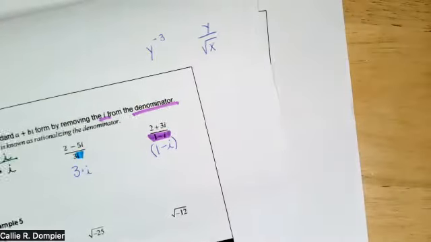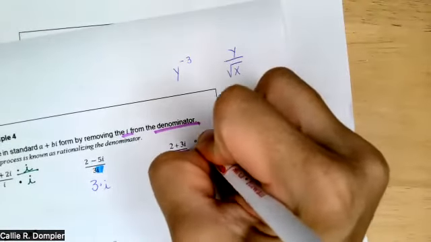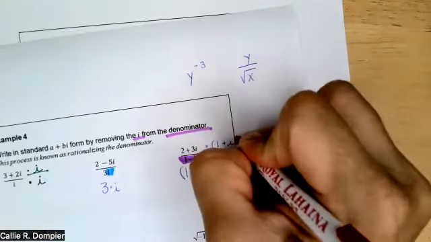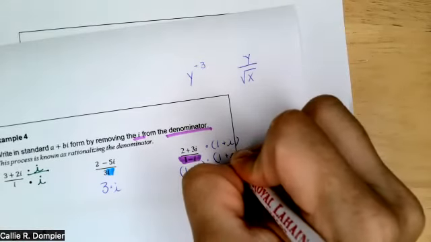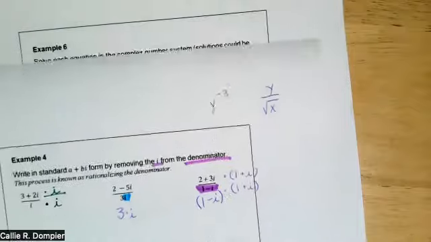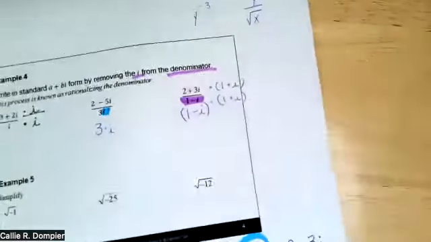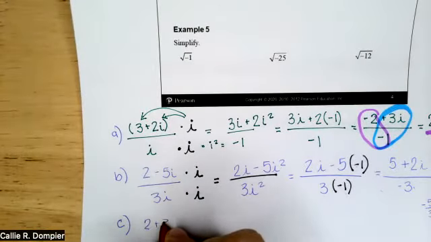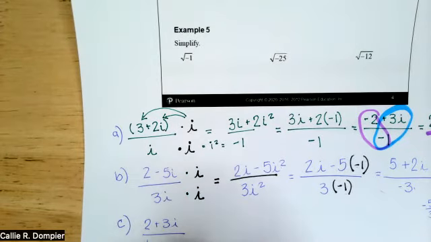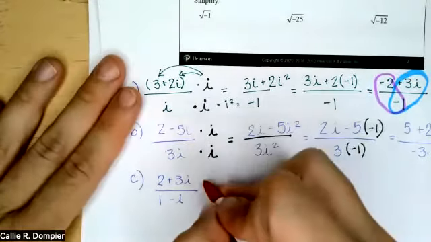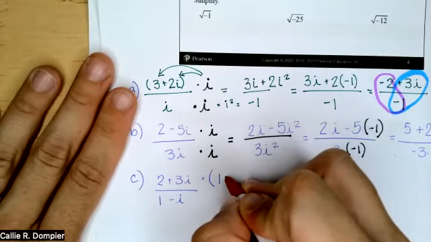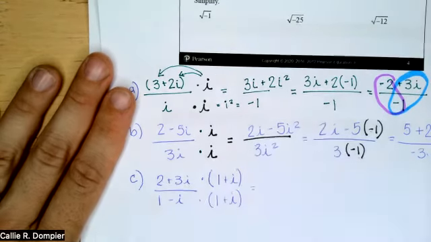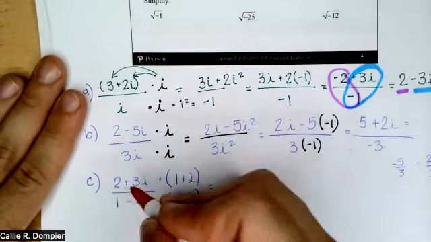So we know that now. We want to multiply the top and the bottom by the conjugate of 1 minus i, which is 1 plus i, to the top and to the bottom. Is that okay? So it is 2 plus 3i over 1 minus i times the quantity 1 plus i. All right, now we're going to FOIL the top and the bottom.